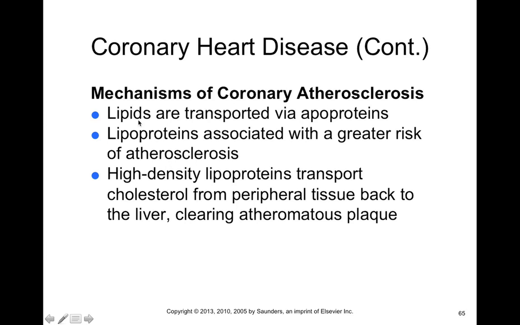Now, normally these lipids are transported as apoproteins, and depending on the type of lipoprotein that you're predominantly creating, it can be associated with a greater risk of atherosclerosis. And we'll differentiate that here in the next slide. Now, high-density lipoproteins, which can help transport lipids and cholesterol, are actually protective against atherosclerosis and can even help reverse and clear any sort of erythematous plaque.